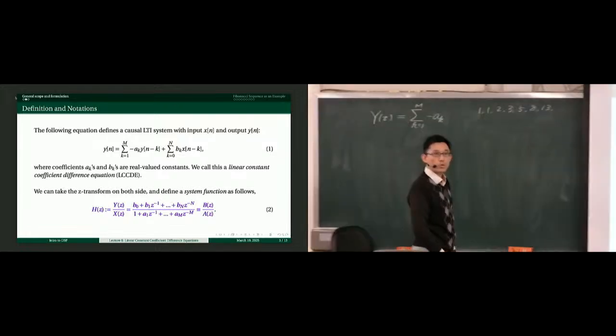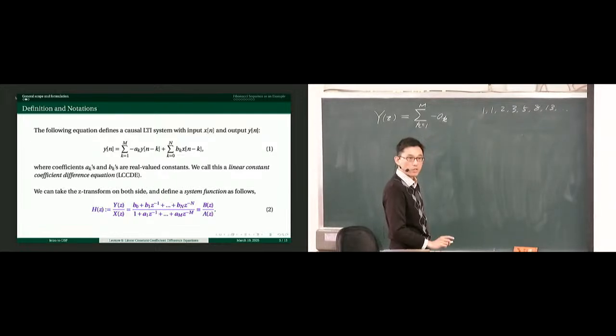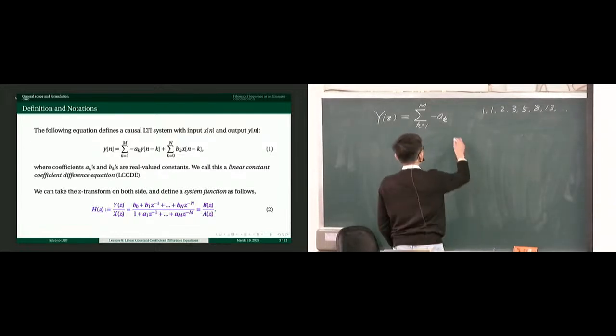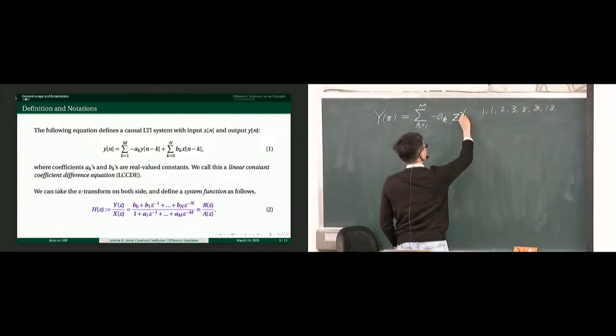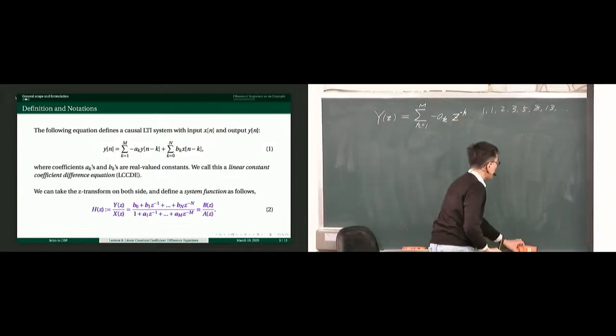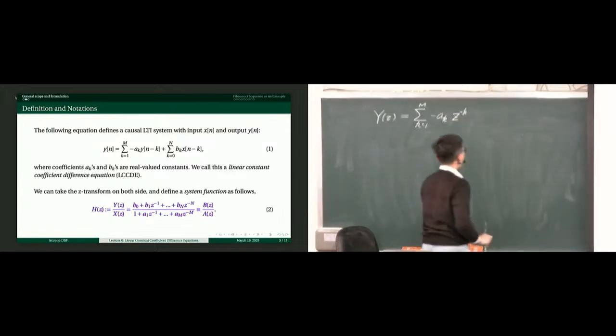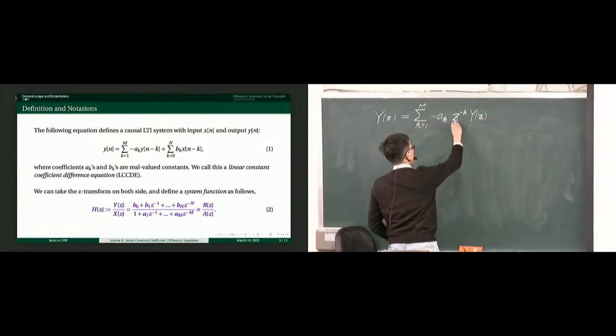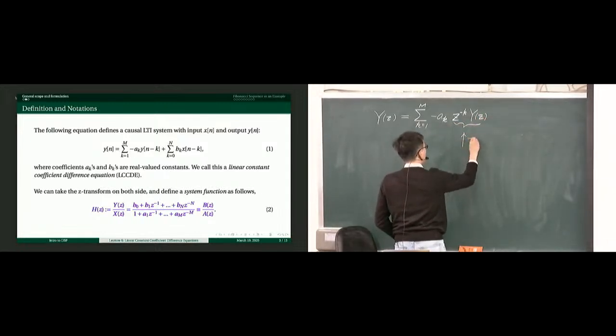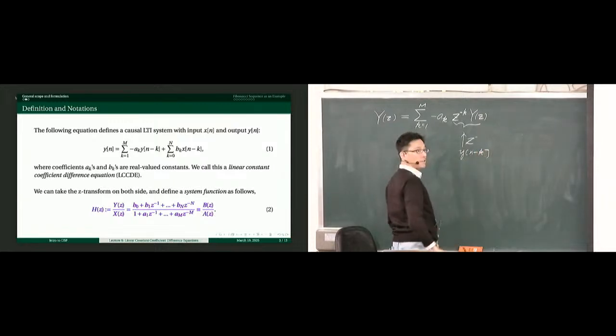What does it correspond to in the Z domain? That's the question. That's the trick. y delayed by k samples corresponds to z to the minus k, corresponding to k samples of delay, times big Y(z), because that's the Z transform of y delayed by k samples. So that's the trick.